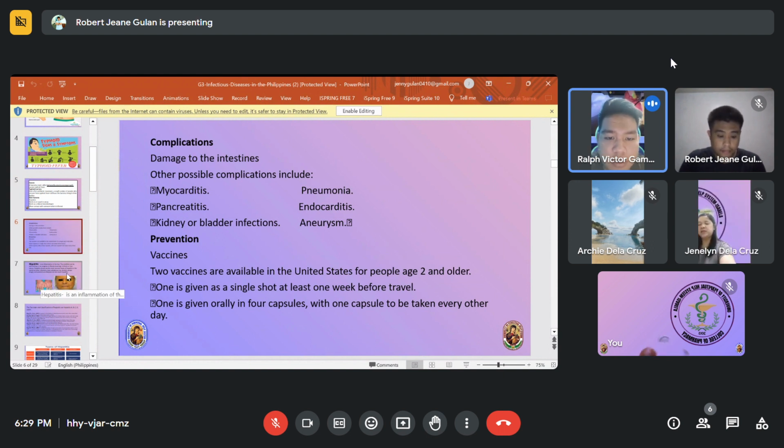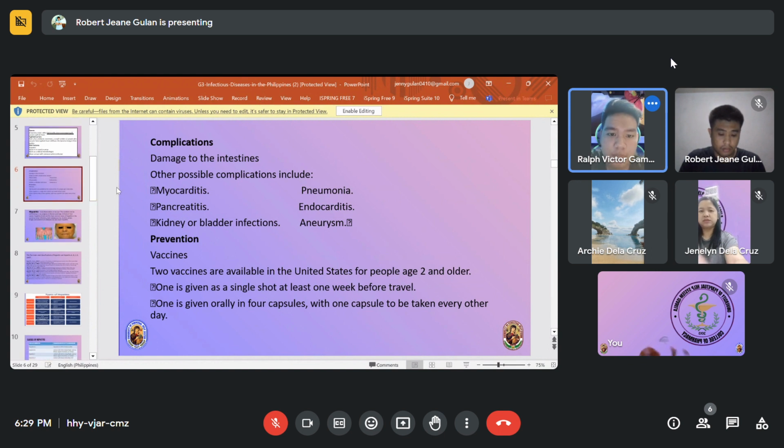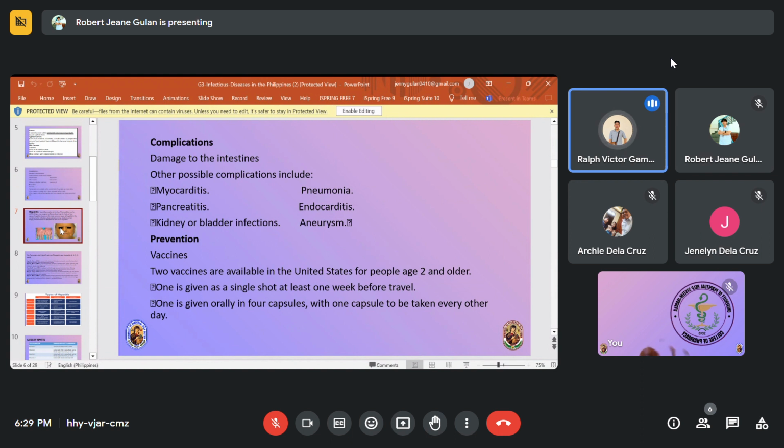Prevention: vaccines. There are two vaccines available in the United States for people aged 2 and older. One is given as a single shot at least 1 week before travel. The second one is given orally in 4 capsules, with one capsule taken every other day.